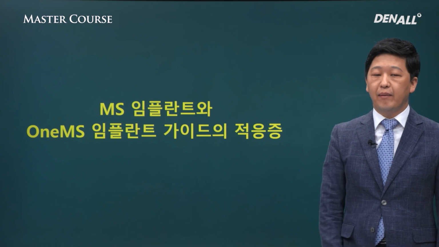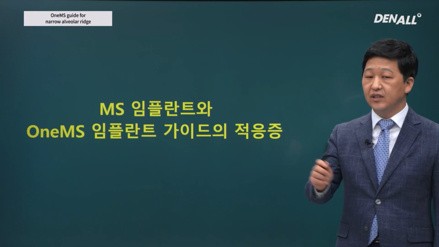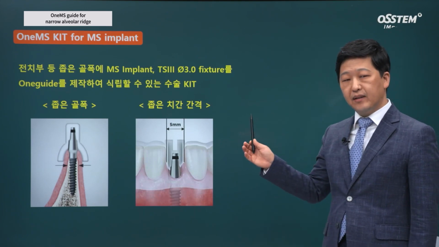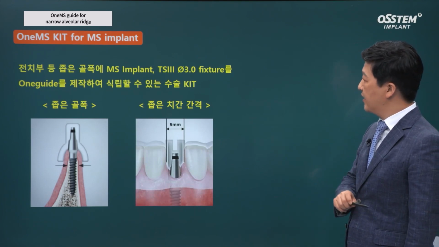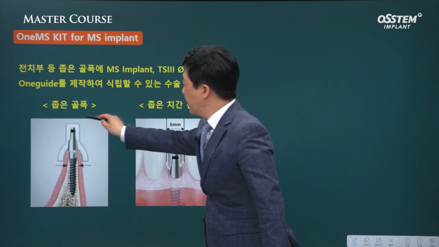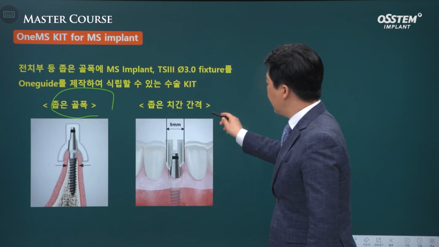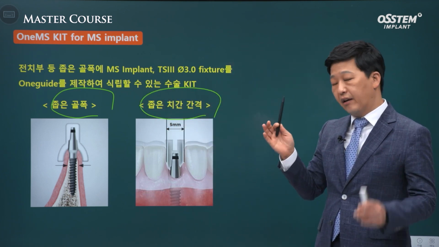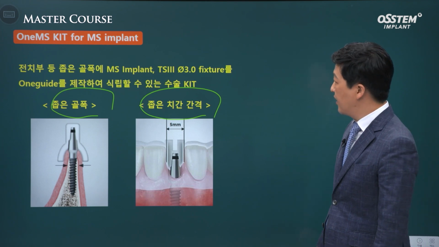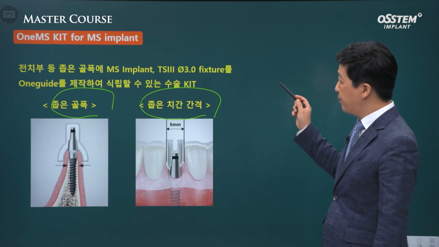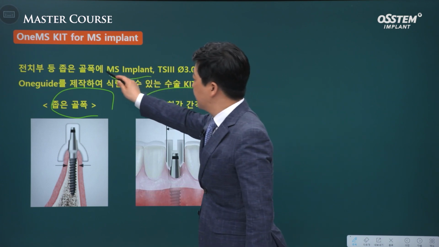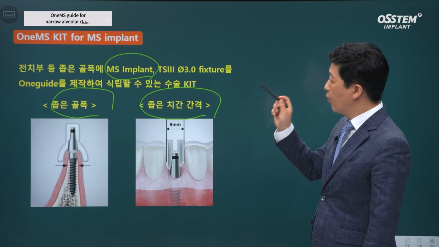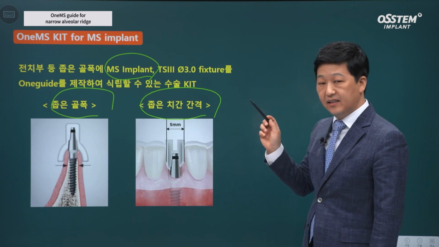MS implant and OneMS implant guides indications. MS implant is placed using OneMS kit. It is used when the bone width is narrow or when a narrow interdental space exists. If regular type implant cannot be used, you can use MS implant. You can place it using the guide. OneMS guide kit can be used in this end.